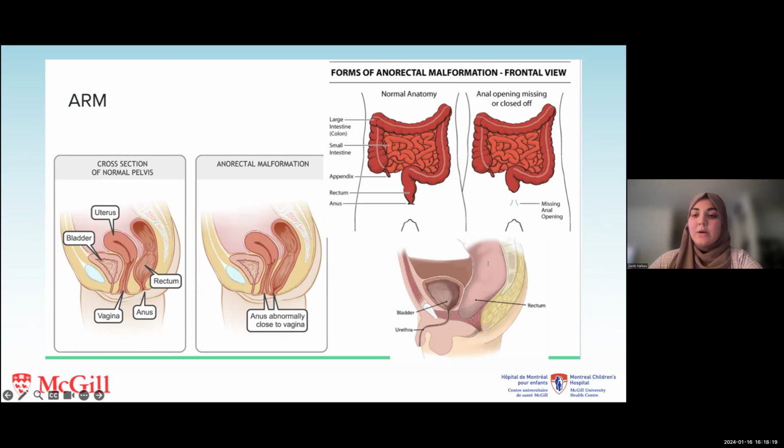Symptoms vary, but common challenges include constipation, hindered bowel movements, and in some cases, urinary infections. The cause is often unknown, but genetic factors or other congenital defects may play a role. The diagnosis involves physical examination and imaging studies. Treatment usually requires surgical interventions, with the specific procedures tailored to the severity and type of malformation, and ongoing management may be needed to address associated concerns like bowel and bladder function.